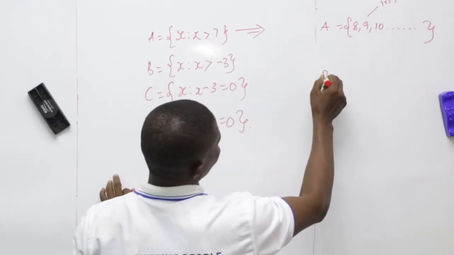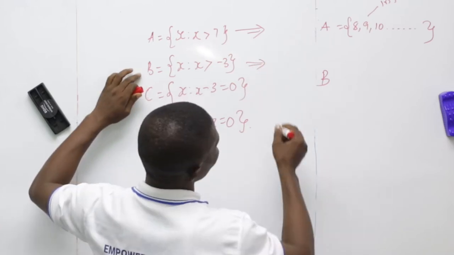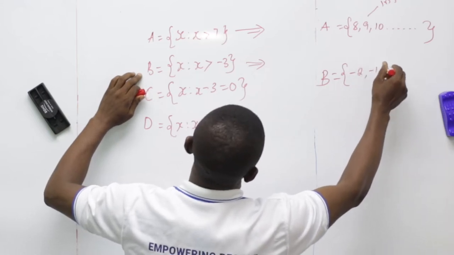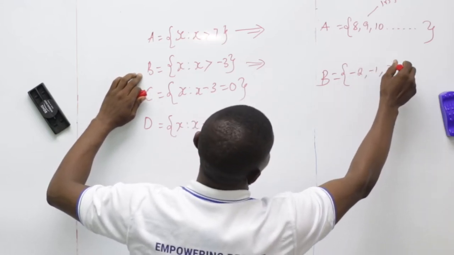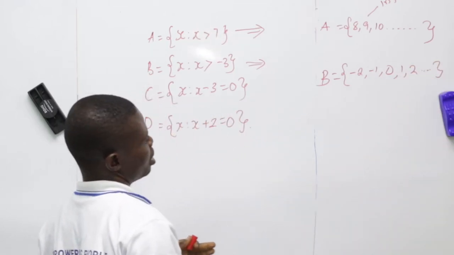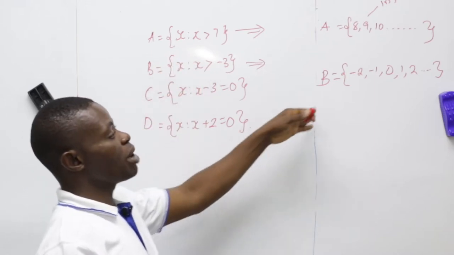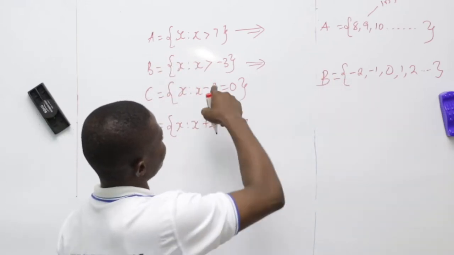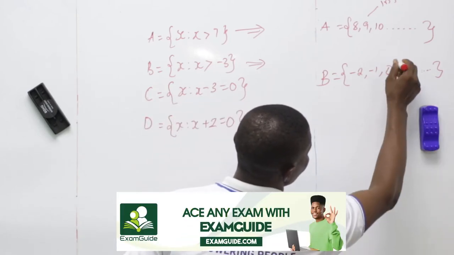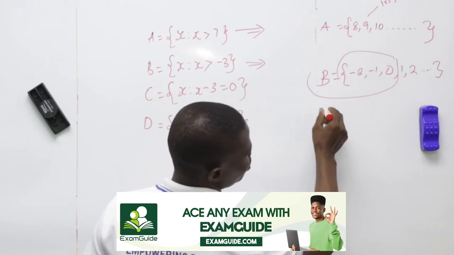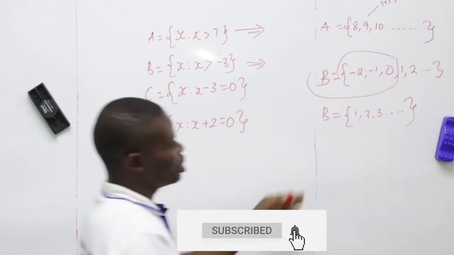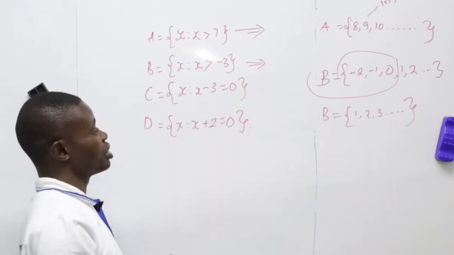So for set B, this will imply x is greater than minus 3, meaning minus 2, minus 1, 0, 1, 2, to continue to go. But remember, we were told that 0 is not part of it. Since 0 is not part of it, meaning here, we'll cut off this place. So B will give us 1, 2, 3, you can say dot, dot, dot to this. Those are the elements of the set B, because you are working with instruction.